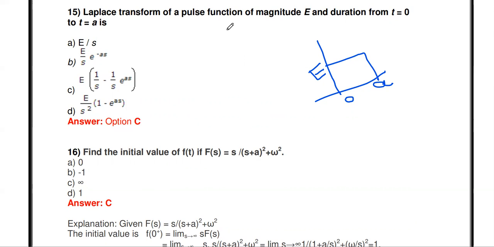What is the formula? Integration from minus infinity to infinity x of t e power minus st into dt. So here what is the x of t? The x of t is having constant e over the interval 0 to a. So the integration from 0 to a e power minus st dt. If you integrate and substitute the limits, we will get the answer: e into 1 by s minus 1 by s into e power minus as.